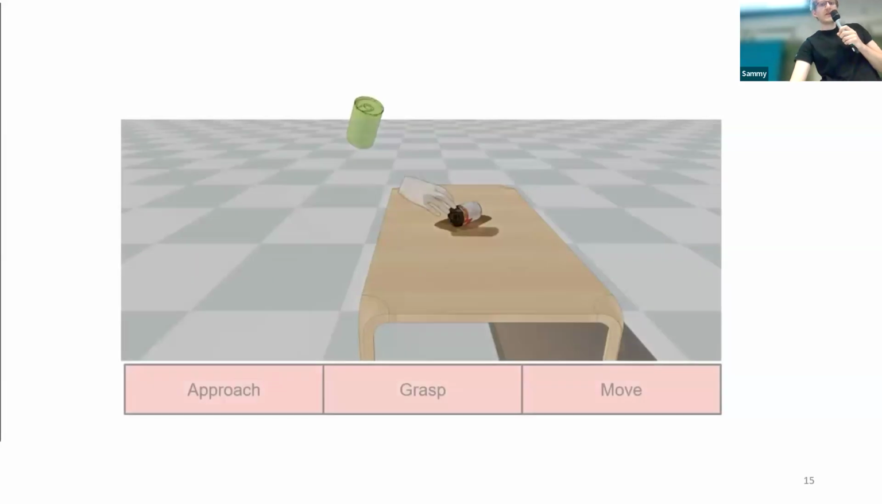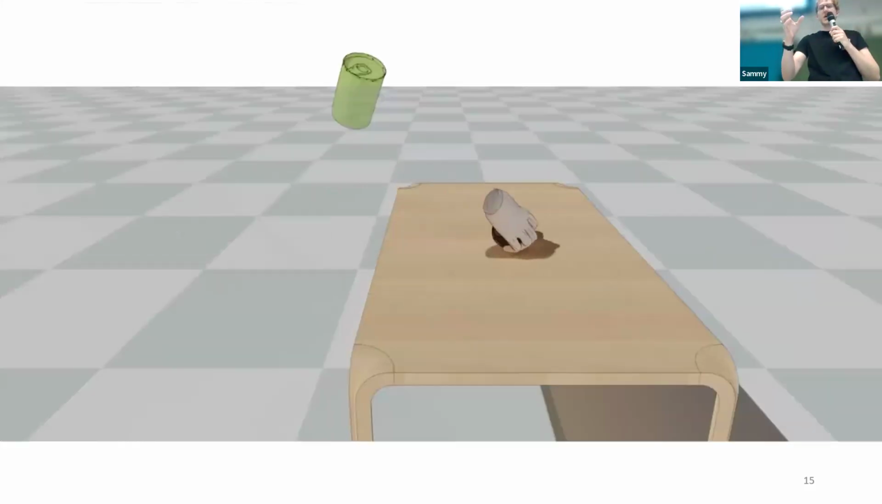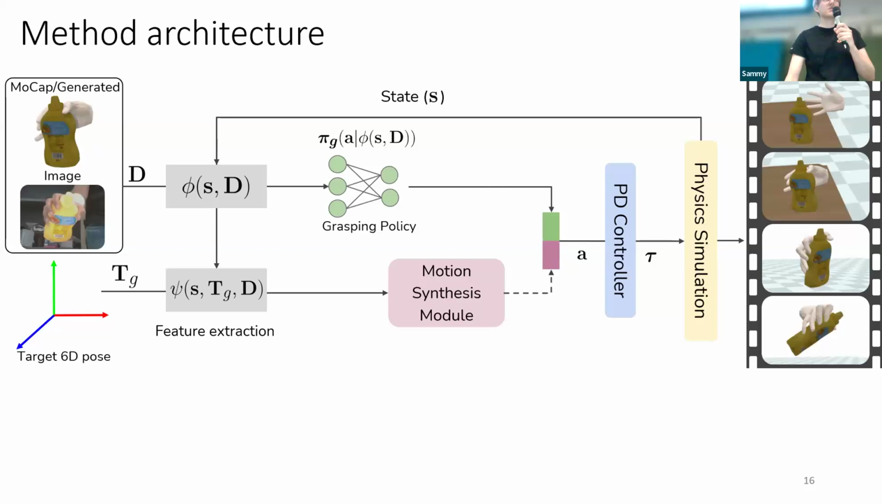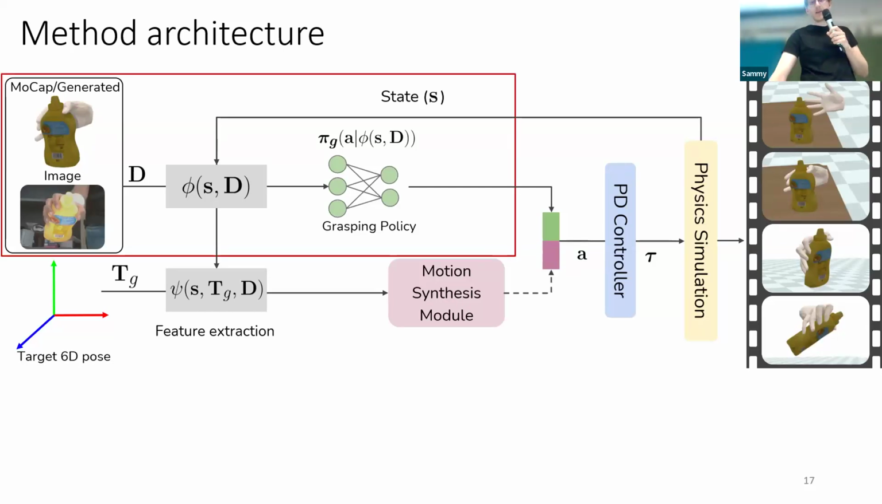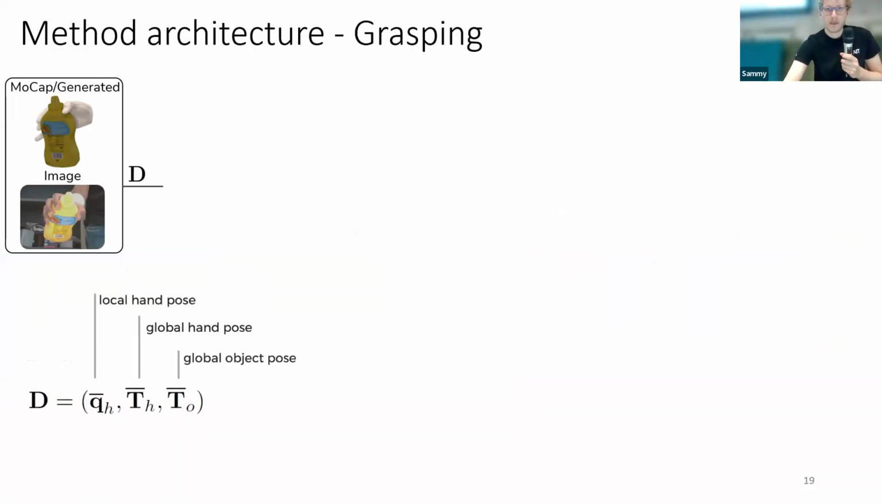We split this task into two distinct phases. The first one is the approaching and grasping phase, and the second one is the motion synthesis phase, where we move the object into a target 6D pose. This is also reflected in our model. We split it into a grasping part, which learns the approaching and the grasping, and the motion synthesis part, where we move the object into a target pose. As I mentioned, we assume that we have access to a single grasp reference that tells us roughly how we want to grasp the object. And this is a local hand pose relative to the object.